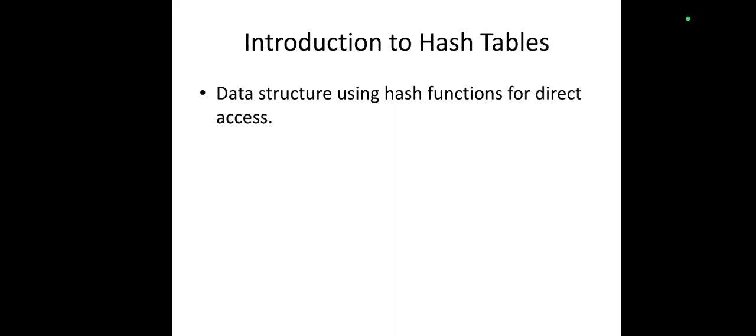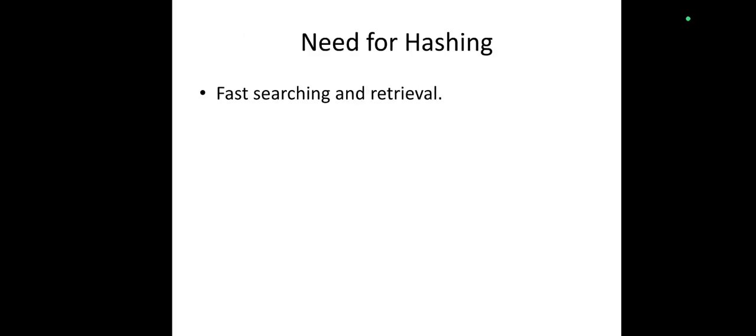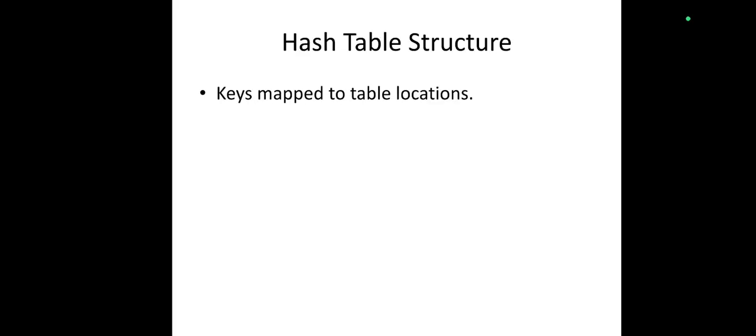Introduction to hash table. A hash table is a data structure used to store and retrieve data quickly. It uses a key-value approach. Need for hashing: fast search and retrieval. Hash table structure: keys mapped to table locations.